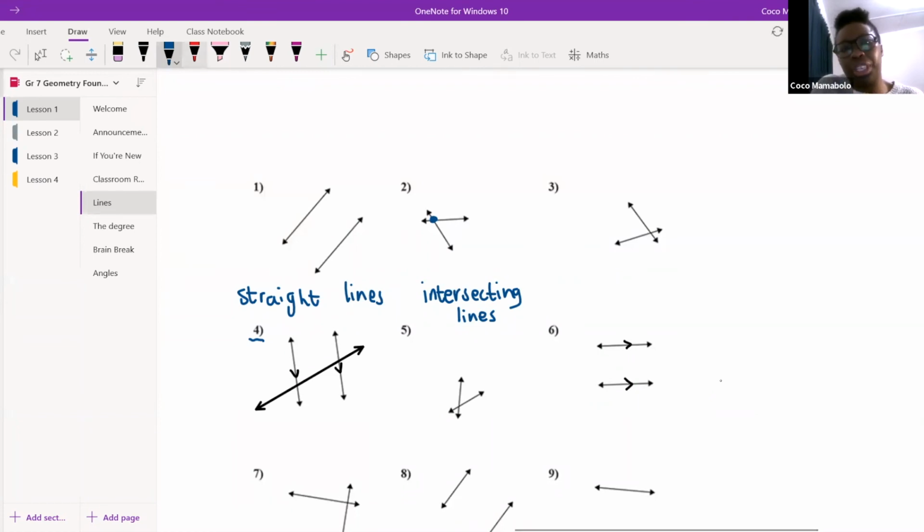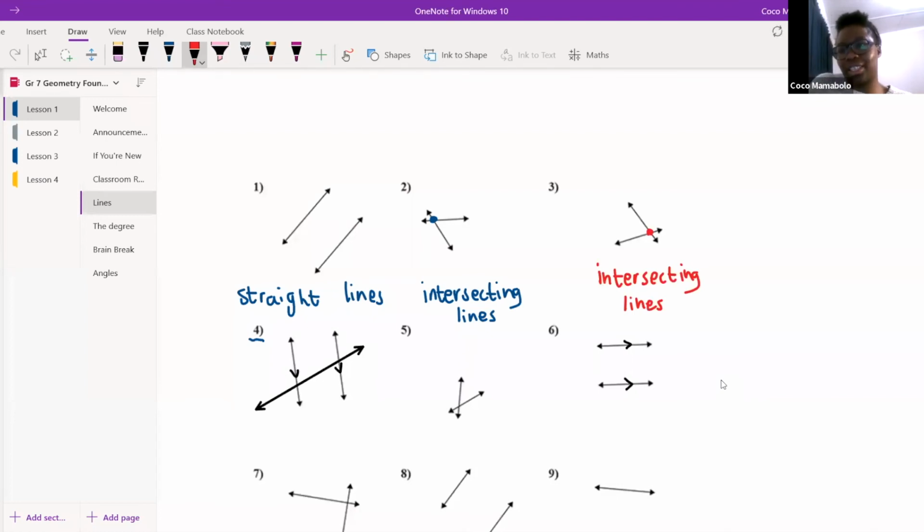What about number 3? What do you think, Nombuzelo? What is number 3? Is it the same as number 2, ma'am? Yes, it is. It's absolutely the same as number 2. So what do we call it? Intersecting lines, ma'am. Good, intersecting lines. Can you explain to me why? Ma'am, they cross each other once, ma'am. Exactly. They cross each other just once at that point. Very well done. Very, very well done.